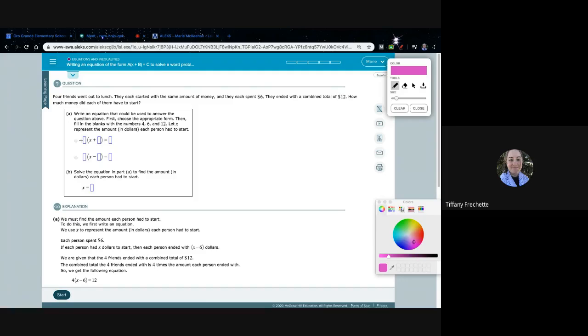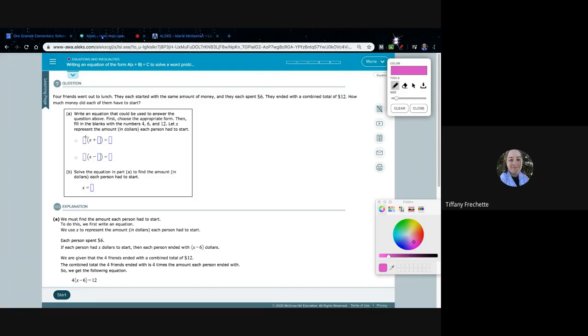So now we need to come down here, and this is what they want us to answer. Part A says, write an equation that could be used to answer the question above. First, choose the appropriate form. So we have to choose one of these 2 forms. Are we going to add or subtract something? Then fill in the blanks with the numbers 4, 6, and 12. Let X represent the amount in dollars each person had to start. Remember, we don't know how much they had to start. We know that each person started with the same amount, but we don't know what that amount is.